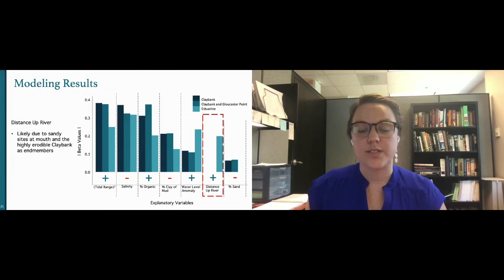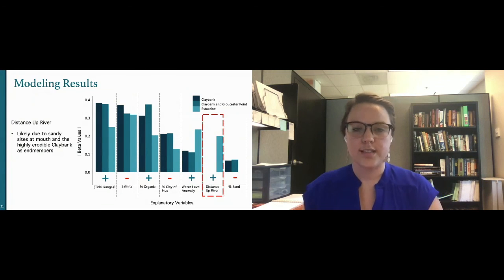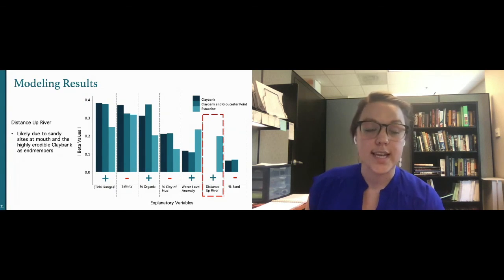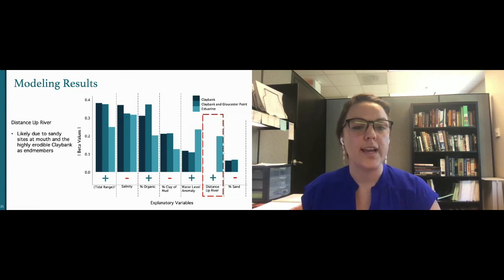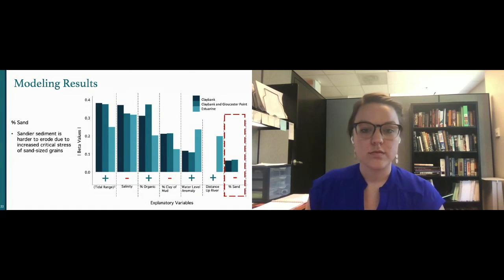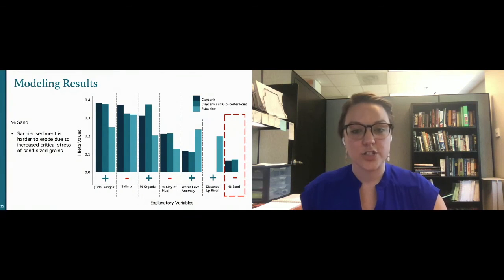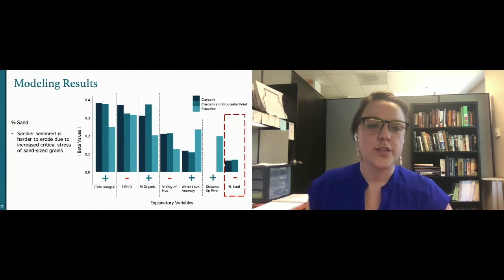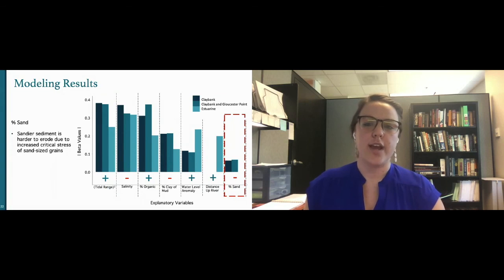Distance up the river was only used in the estuarine site because the other two data subsets were just one or two locations, but this relationship is likely due to the really sandy sites down at the mouth of the river being one endpoint and the very muddy Claybank being another end member of the data set. So we tended to see an increase in erodibility as distance up the river increased. And then lastly, we have sand. We saw an inverse relationship with sand, where an increase of sand grains tended to decrease erodibility, and that's due to that increased critical stress of those sand-sized grains.